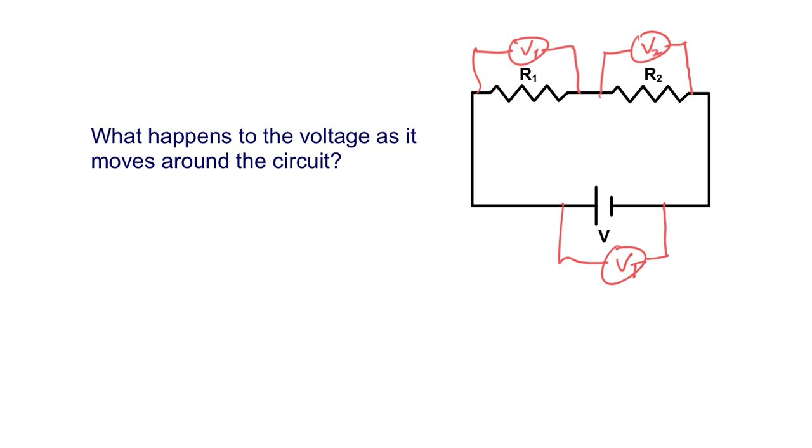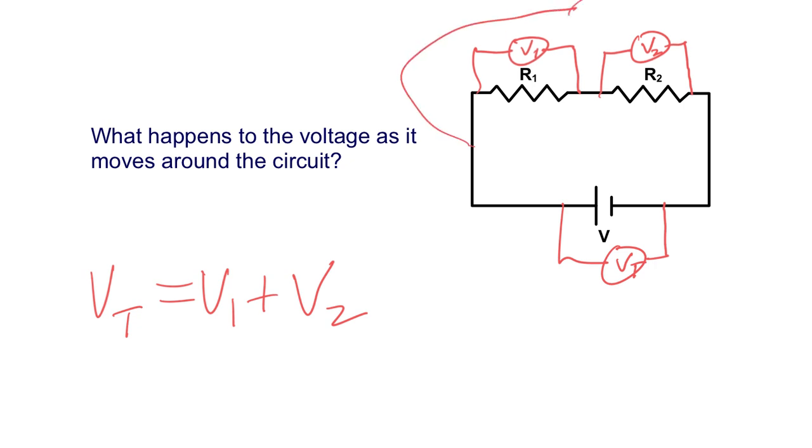So we can say that there's a voltage drop across each resistor. I'm not saying those are equal, but the sum of those voltage drops is the total voltage across both of them. If I put a voltmeter across both of them, that'd be the total voltage.